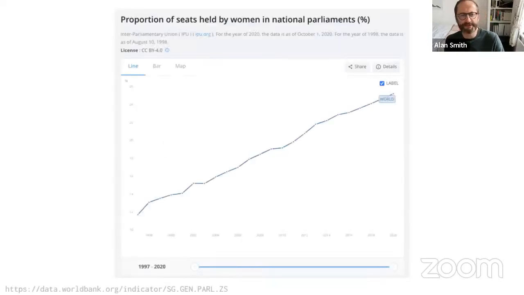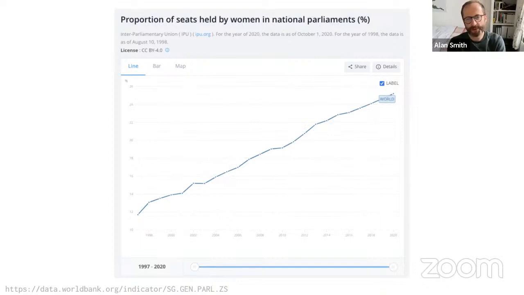Now, this is a screenshot of a chart that I took from the World Bank's website showing the proportion of seats held by women in national parliaments around the world. So can anybody tell me what the general pattern is shown by this chart? Just pop it in the chat. Upwards. That's right, Phoenix Rising. It's an upwards trending chart, right?